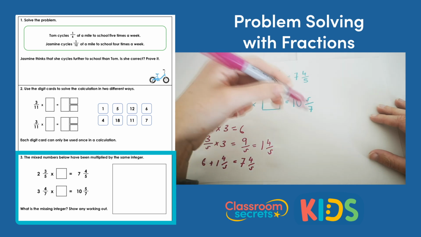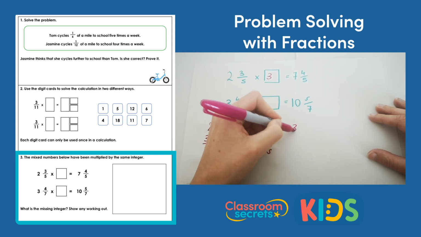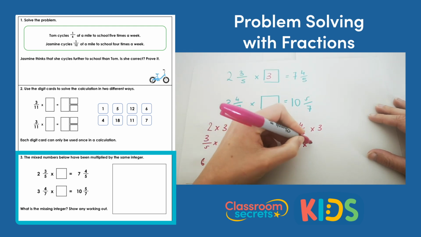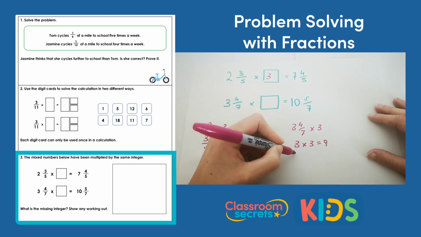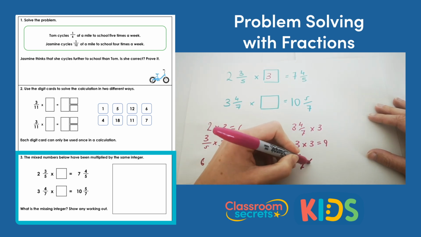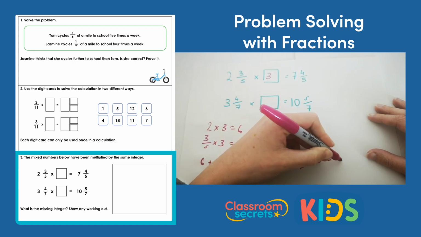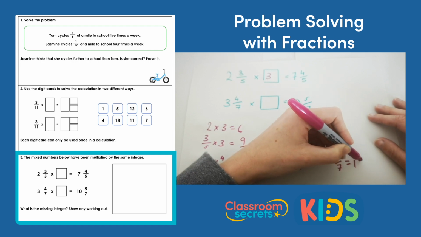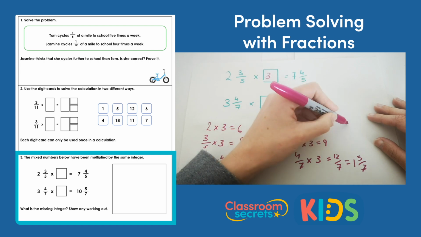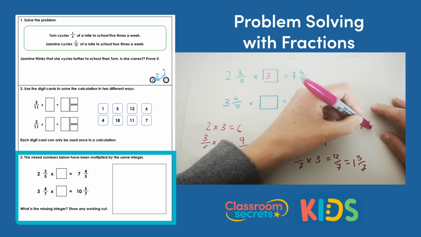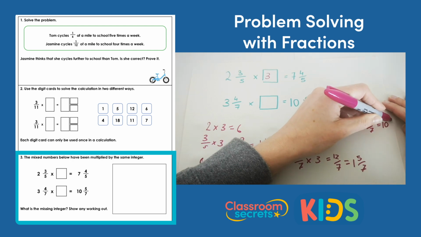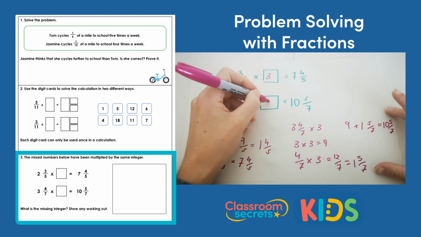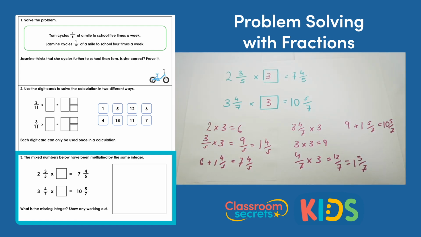But I'm not going to take it for granted, I'm going to check the other calculation. So if I were to do 3 4/7 times 3, I would do 3 times 3, which is 9, and then 4/7 times 3, which is 12/7, which is the same as 1 5/7. So then I put 9 and 1 5/7 together, which gives me 10 5/7, which is the answer to the second calculation. So the missing integer is 3.